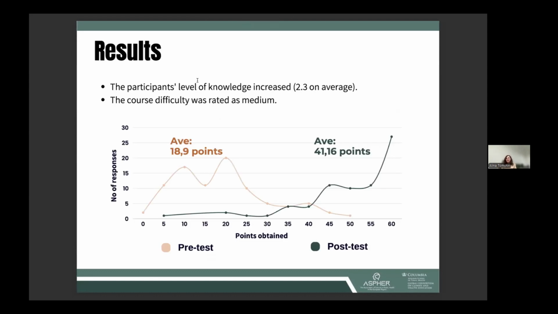Here you can see how the participants' knowledge increased in the post-tests compared to the pre-test. We have an increase of about 2.3 on average. Also, we have to mention that the course difficulty was rated as medium.